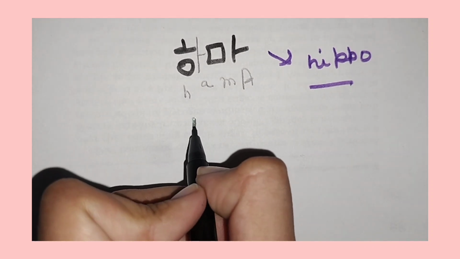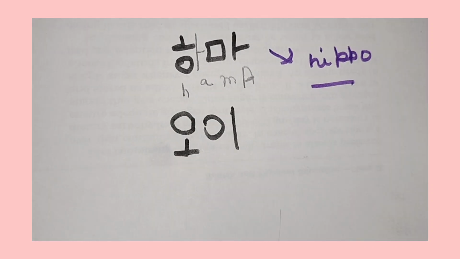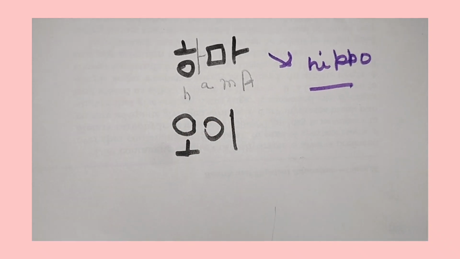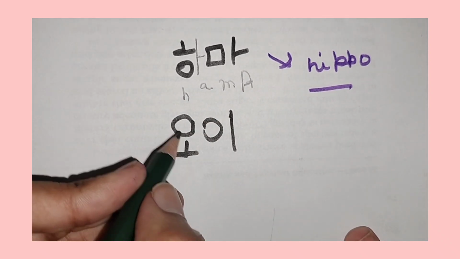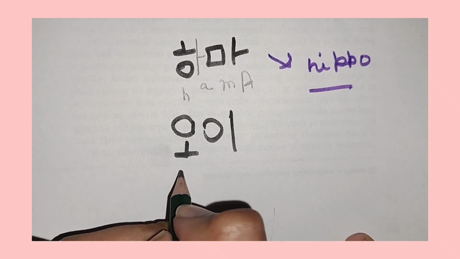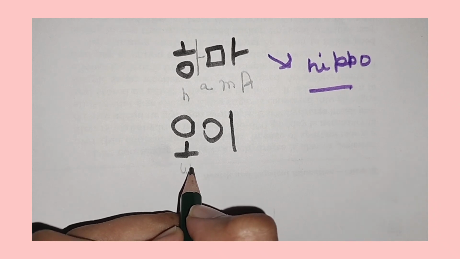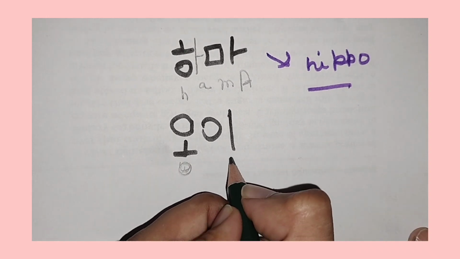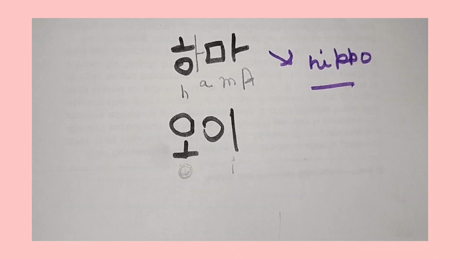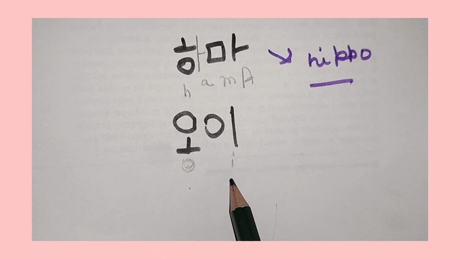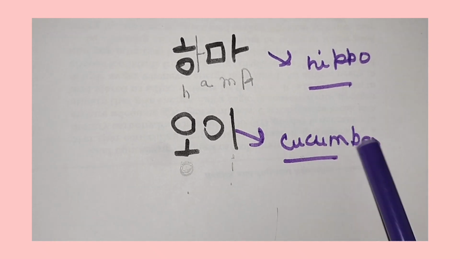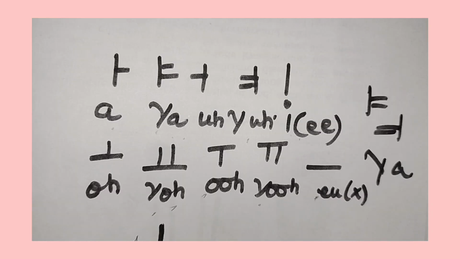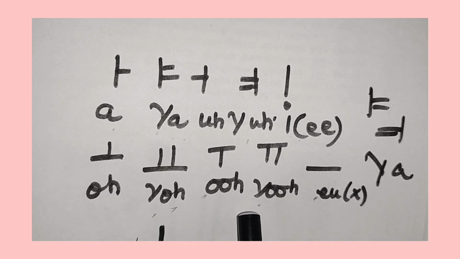I'm thinking of doing one more, so let's do it. So this O has no sound, as I told you before. So read this vowel sound. It's U, and then it's E. U, E, and it means a cucumber.